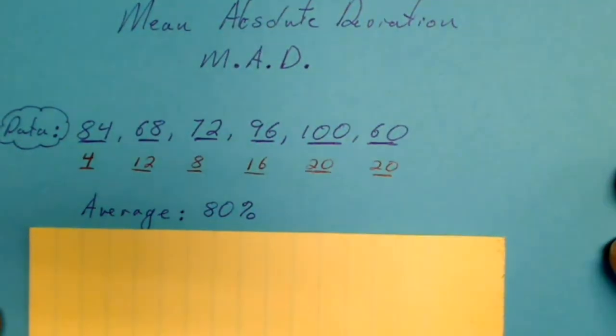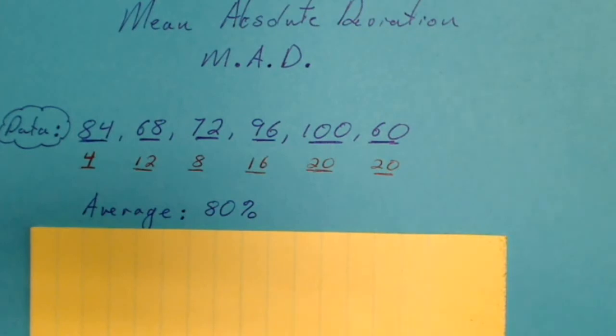All right, so your next question is probably, well, what are all the numbers in red? And so here's what mean absolute deviation is. What mean absolute deviation does is it tells you how far the data is deviating from the average. So what you're going to do is find the average first, which is what we already did, it's 80. Then you're going to subtract each number from the average.